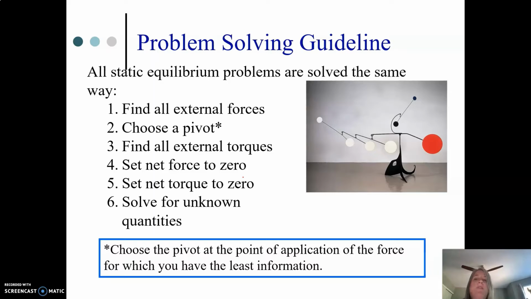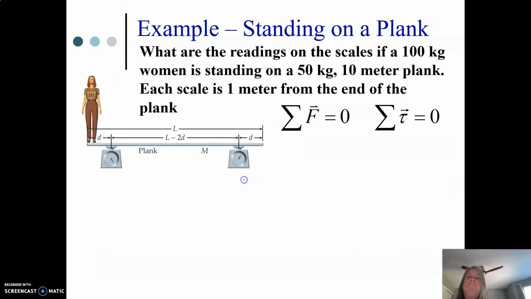You identify all the forces, and then you do sum of the forces equals 0, and sum of the torques equals 0, and then you just start putting equations together. So let's take a look at 2 different types of problems that you're going to see.